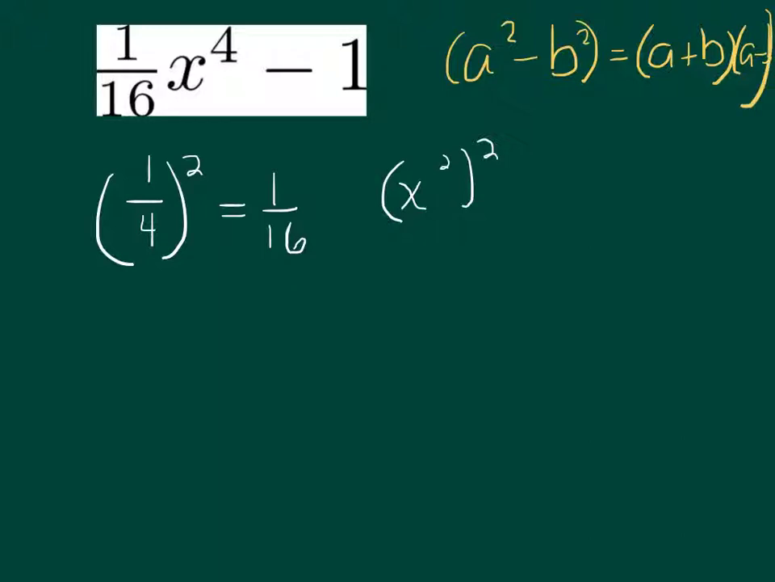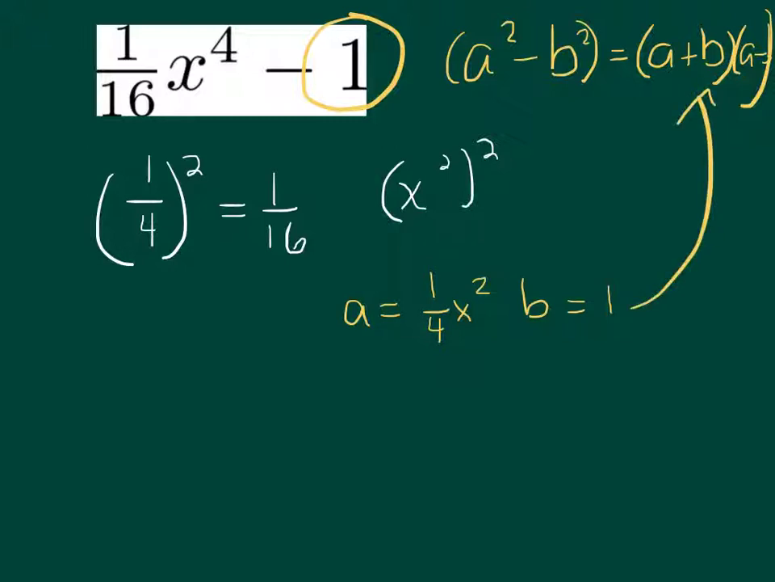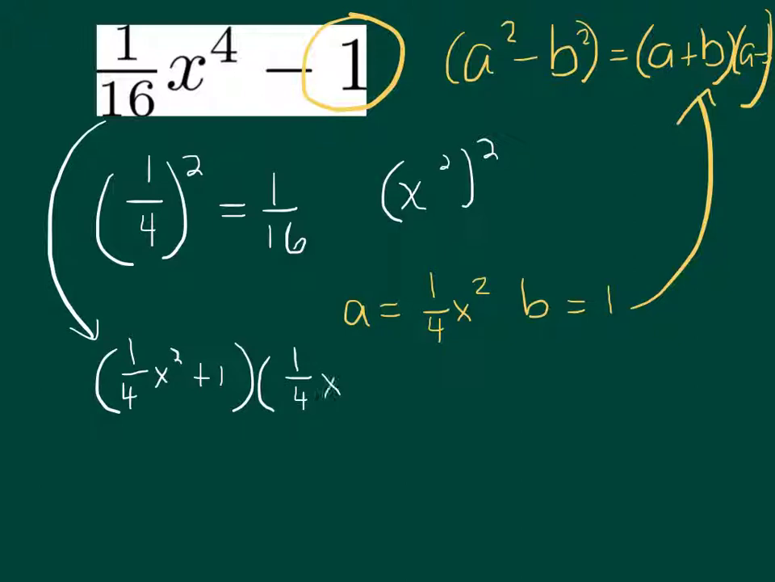Sorry, I ran out of space. But anyway, I need to identify what my a is and what my b is. So a is, in this case, 1/4 x squared, sorry, and b is equal to that one right there. So I am going to substitute those into my parentheses, and so this equals 1/4 x squared plus 1 times 1/4 x squared minus 1.